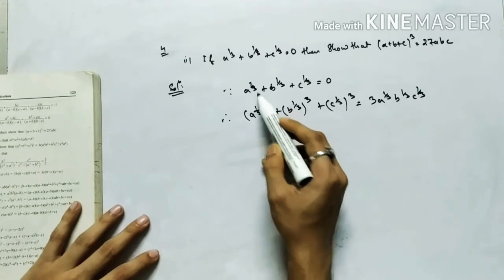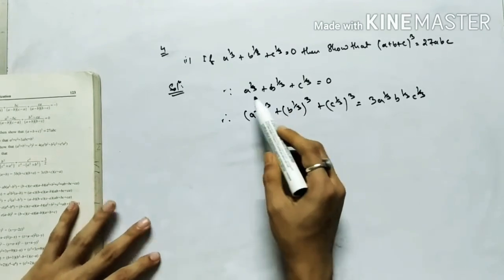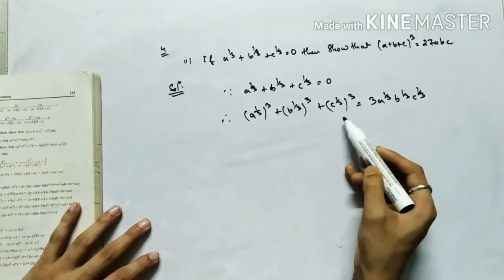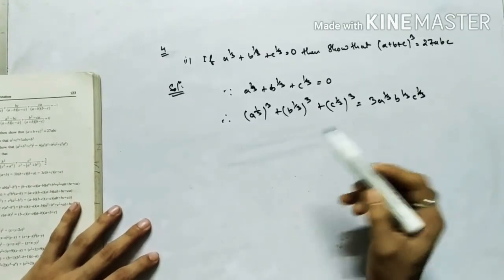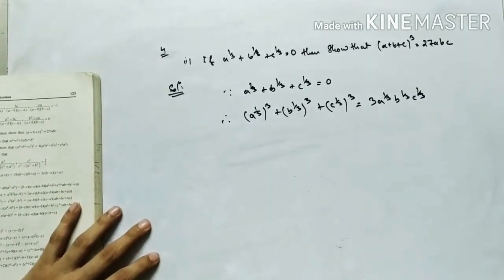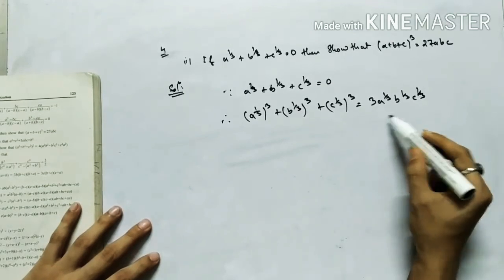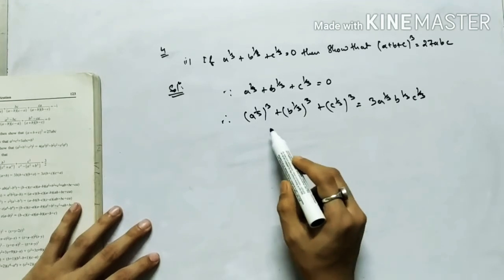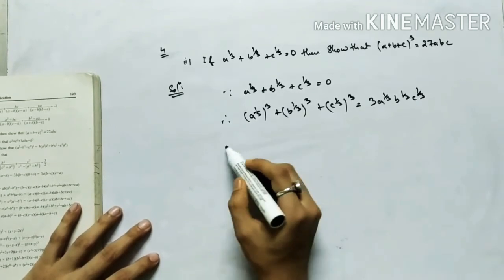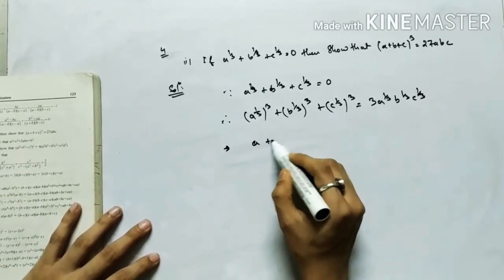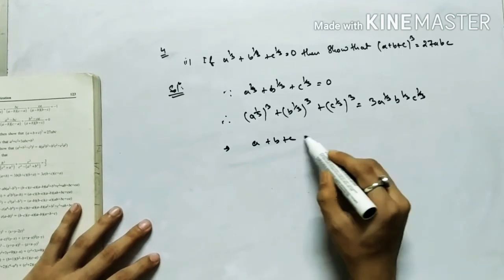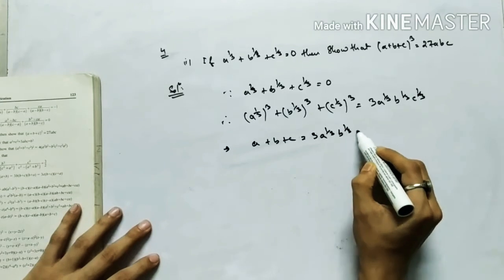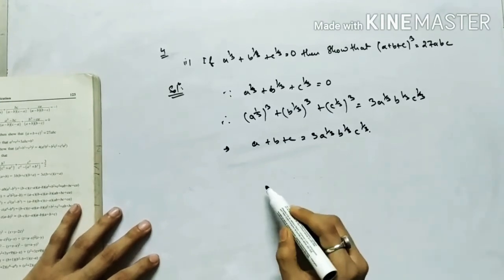Okay, this whole thing A to the power 1 by 3, if you consider it as X, then X plus Y plus Z is equal to 0, then X cube plus Y cube plus Z cube is equal to 3XYZ. That only I have done here. So this is equal to this one. So now in here you see this one, it becomes A plus B plus C is equal to 3 A to the power 1 by 3, B to the power 1 by 3, C to the power 1 by 3.